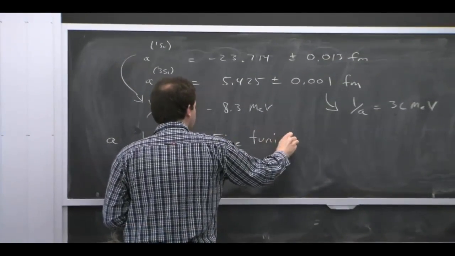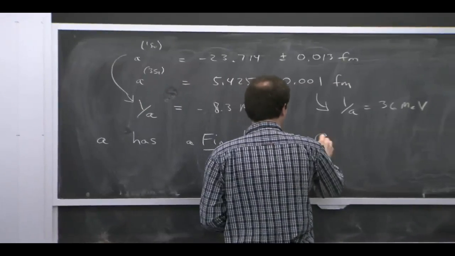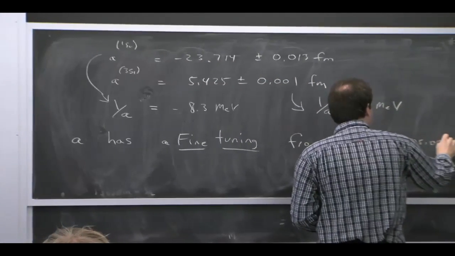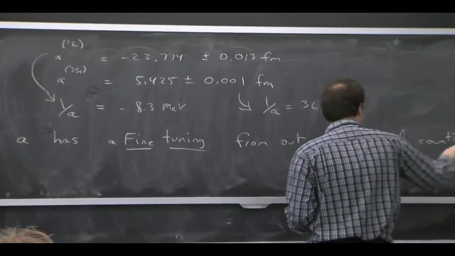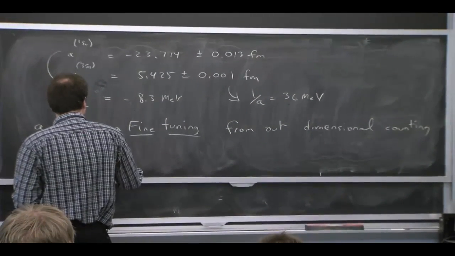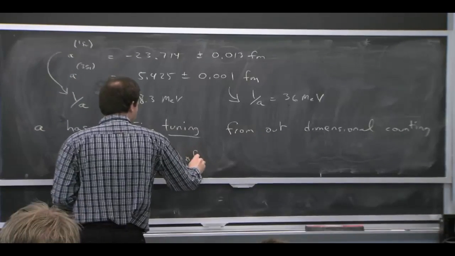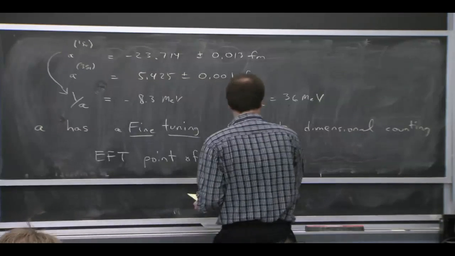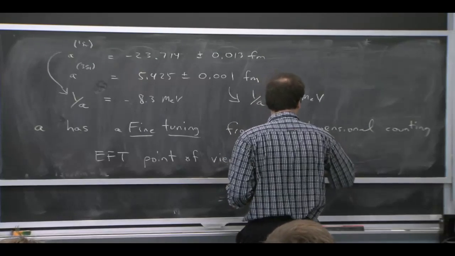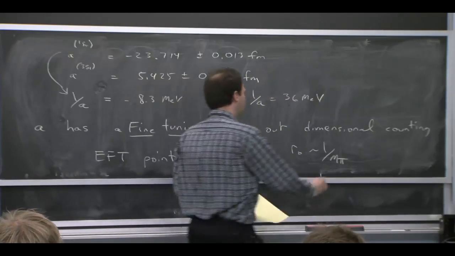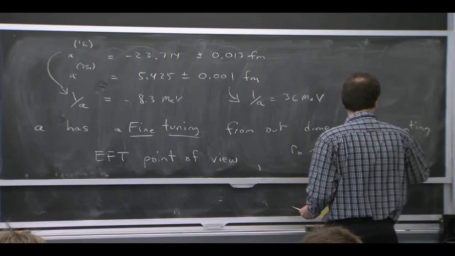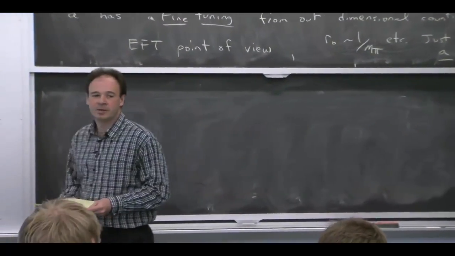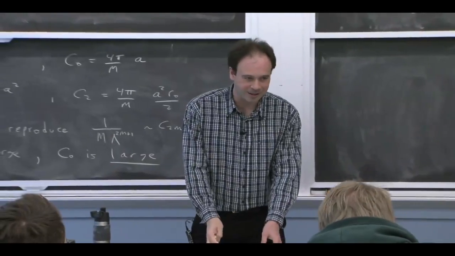So there's a fine-tuning going on, some kind of fine-tuning from the perspective of our dimensional counting EFT point of view. There's a fine-tuning that's making the A big. And if you look at the other guys, the R0 and the other guys, they are exactly of the size you'd expect, so there's no fine-tuning there. So the only fine-tuning is in A, and not the other ones, just by comparing to data. Okay, so how do we deal with that? It looks like we set up a defective theory. It seems like a beautiful theory.